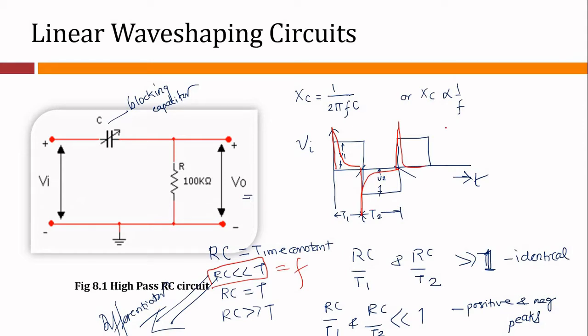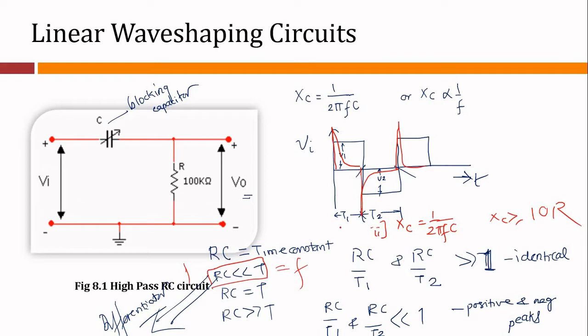This is the first criterion for a differentiator, and the second criterion is the value of Xc. What is Xc? The reactance offered by the capacitor, which is equal to 1 upon 2 pi f C, should not be smaller than 10 times R. So Xc should be greater than 10 times R. If these 2 conditions are satisfied, I am going to get spikes. The possible outputs for these 3 conditions are shown in the later part of this presentation, but the takeaway of this slide is that the value of RC should be very much less than T. Only in that case am I going to get a spike.